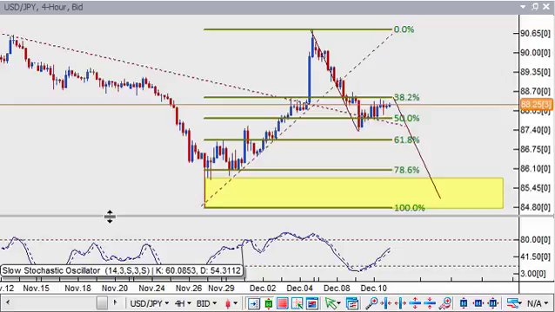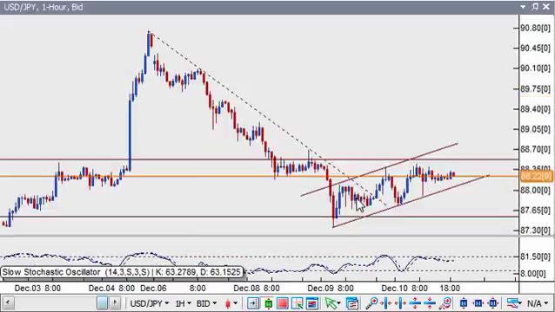Continuing to our next pair, the US dollar Japanese yen pair. We started the week here with this decline, and then we had basically a consolidation pattern in the previous couple of sessions. Now the market is narrowing. If you look at the 1 hour time frame, we see that we're in an upward channel.